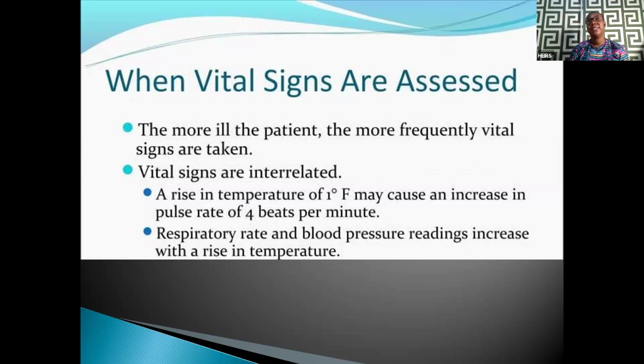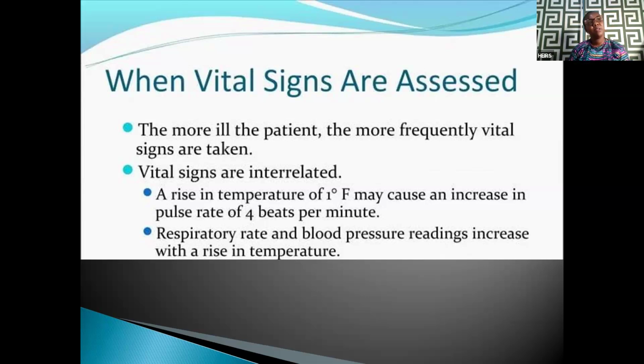And vital signs are interrelated. For every 1 degree rise in temperature, many times you have the pulse rate going up as high as 4 beats per minute. What that means is, if I find that my patient has a very high temperature reading and the pulse rate is also going up, I understand there's a correlation between the two. Or if the respiratory rate also goes up, I understand there's a relationship. So vital signs are essentially interrelated.